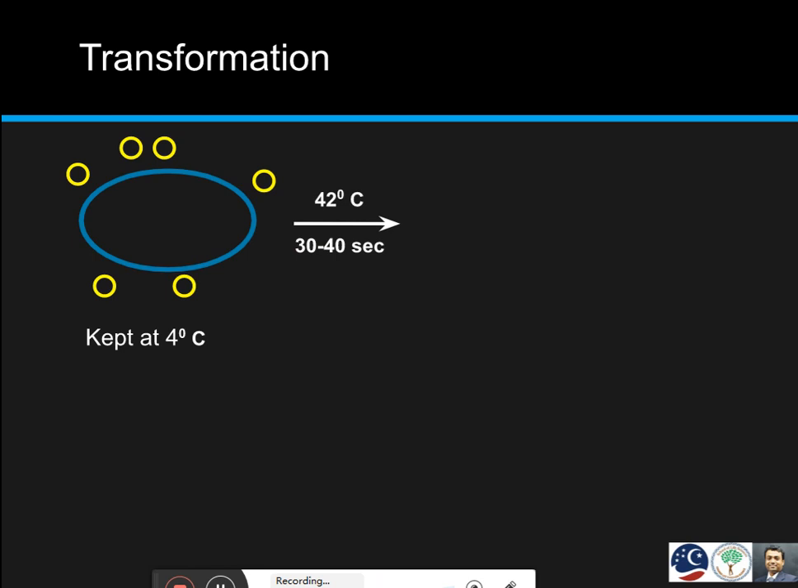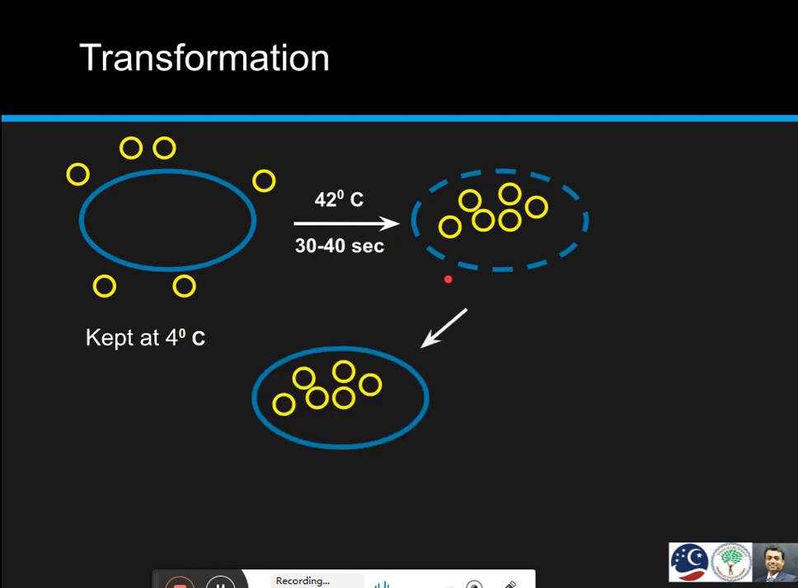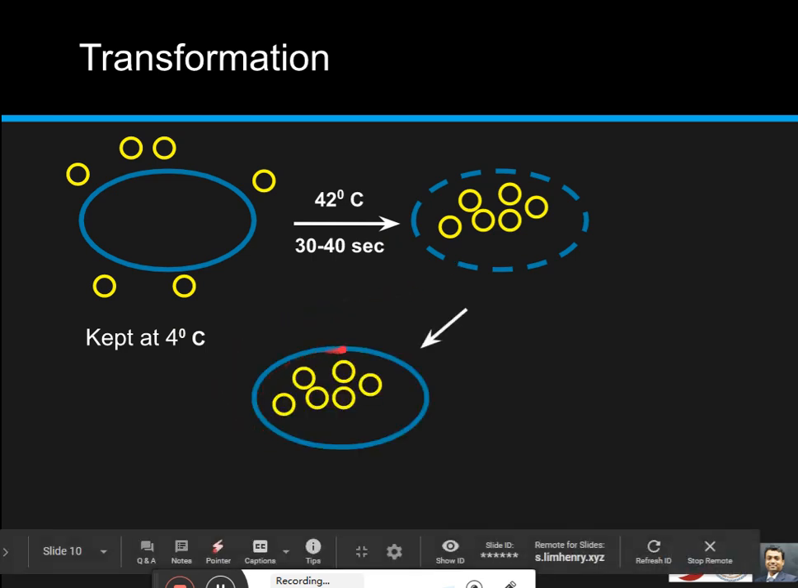What is the purpose? The purpose here is that this heat shock will create some temporary pores. The membrane of the host cell has some temporary pores, which will allow the plasmid DNAs or these recombinant vectors to enter inside the host cell. Once this time period is over, within which all the plasmid DNA come inside the host cell, we again keep the whole mixture back at the cold temperature, which will allow the cell membrane to heal and close up.